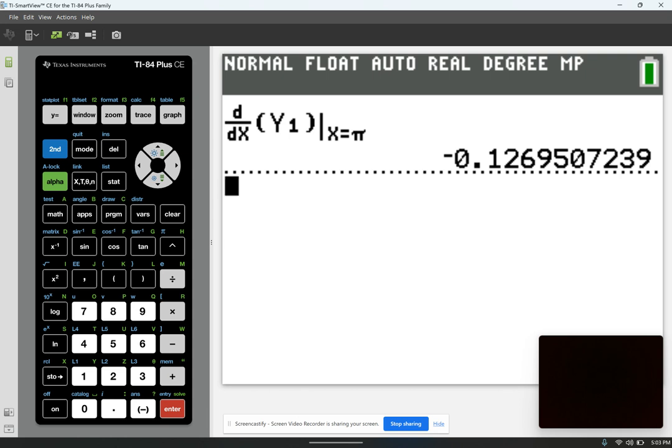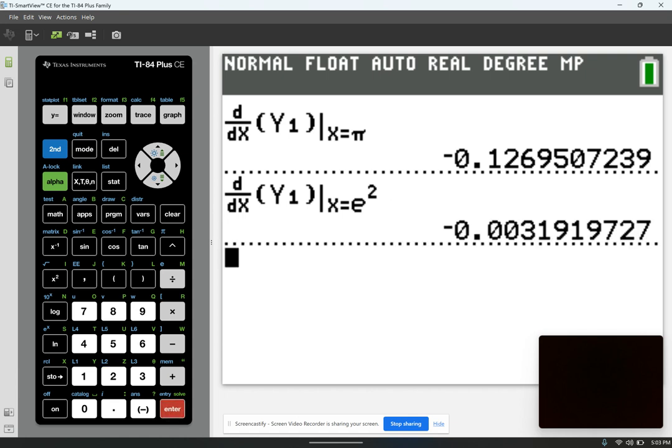And then if we want to find it at e squared, well, just copy paste, go back, and we can put e squared by just doing second natural log and putting a square there, and we can get that answer as well. So with the calculator, it's not that bad. You just have to tell the calculator what variable, what's the function, and then where do you want the instantaneous rate of change or the derivative calculated. It's going to give you a decimal, it's going to give you an estimate, but it's a pretty darn good estimate. And up to 3 decimal places, it's pretty accurate, very accurate.